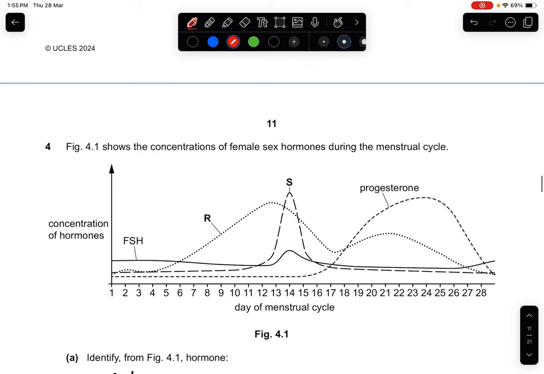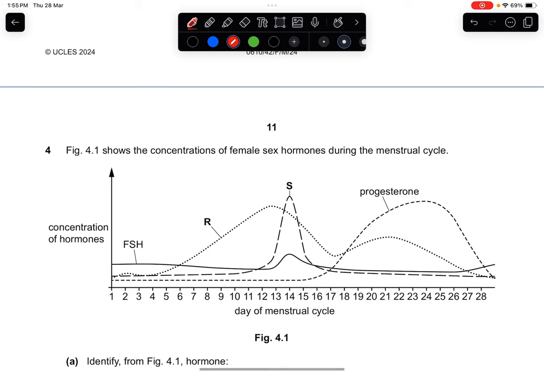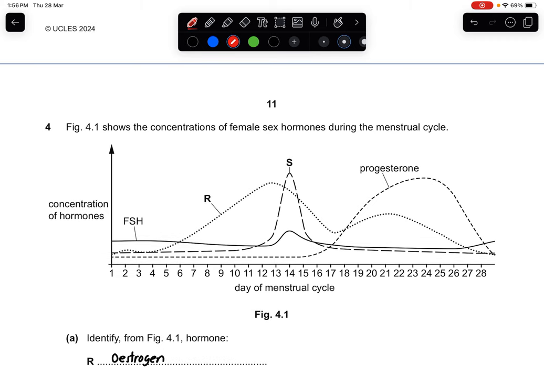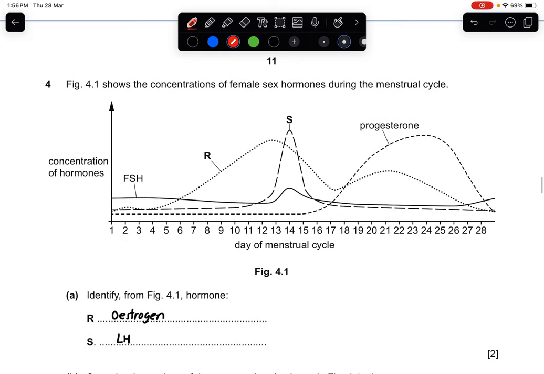Okay, question 4. This is the reproductive system. Figure 4.1 shows the concentration of female sex hormones during the menstrual cycle. So they've given you the entire menstrual cycle together with the hormones, the relationship of the hormones between it. You must be able to differentiate when each hormone will begin to spike. The first question says identify the figure 4.1 hormone R. Hormone R, okay, let's analyze the graph. The hormone R will increase, and it is still quite high during ovulation also.